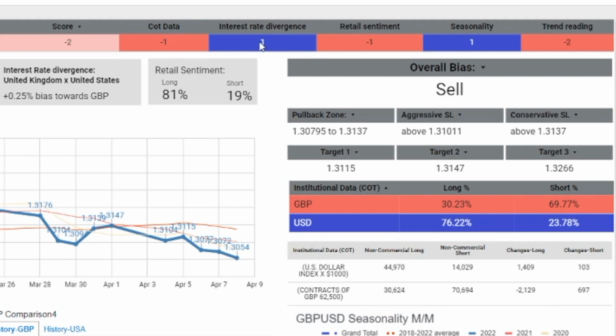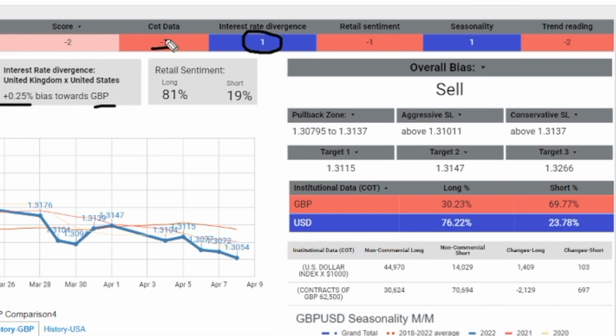What about interest rate divergence? Well, we know that the UK offers an interest rate and the US offers an interest rate, but what's the difference between them? Right now I happen to know that the UK offers 0.75 and the US offers 0.5. The difference is a higher interest rate offered by GBP by 0.25. This software has already pulled in that information and given us a plus 0.25% bias towards GBP. And that's why we see a +1 in the interest rate divergence category.